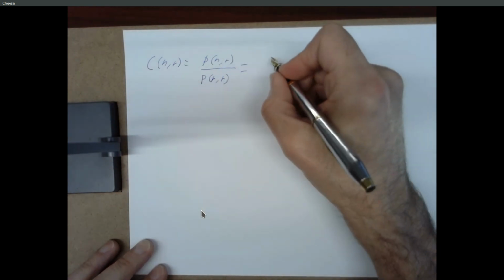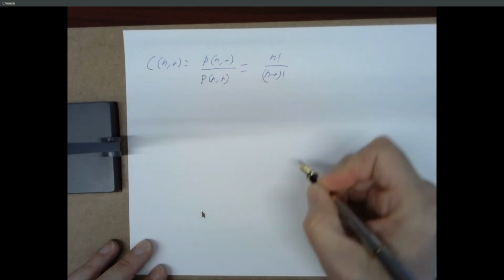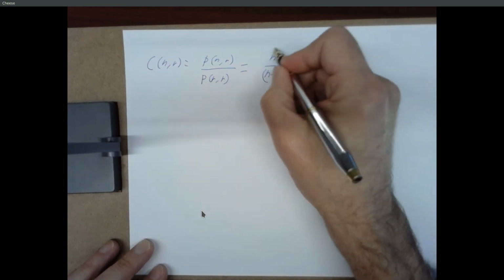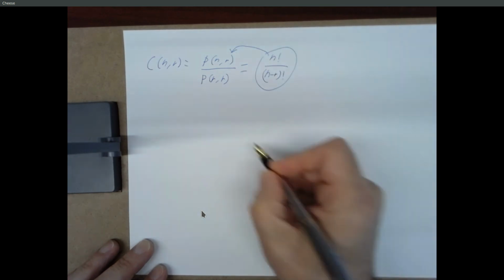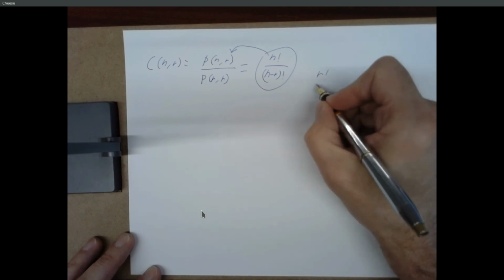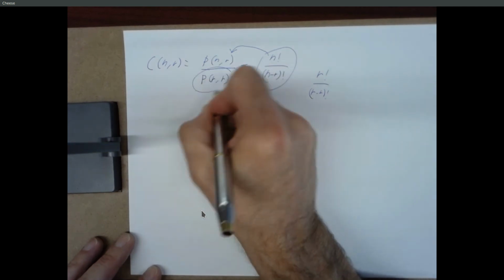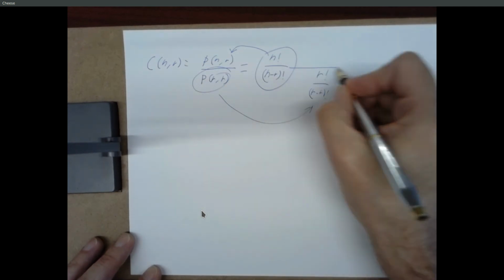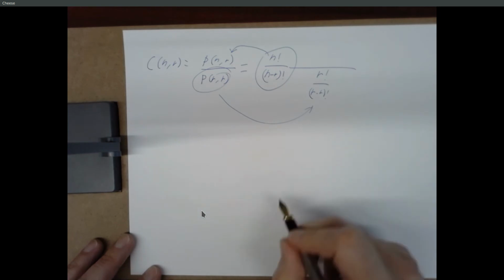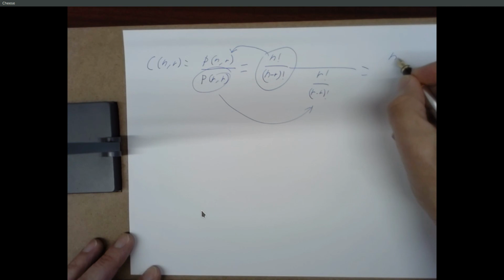So P of n comma R is n factorial over n minus R factorial. All right, that's this piece. And the number of R permutations of R objects is R factorial over R minus R factorial, which is just R factorial over 0 factorial, which is just R factorial. So this is n factorial over n minus R factorial times R factorial.